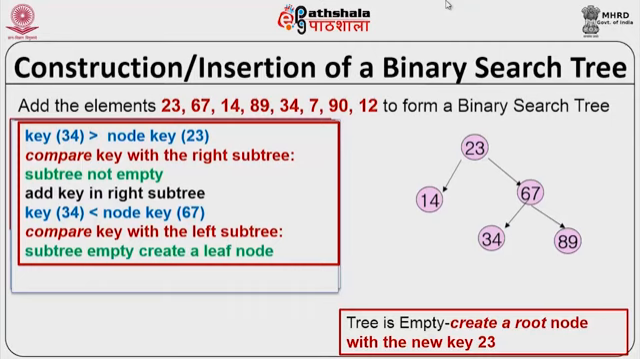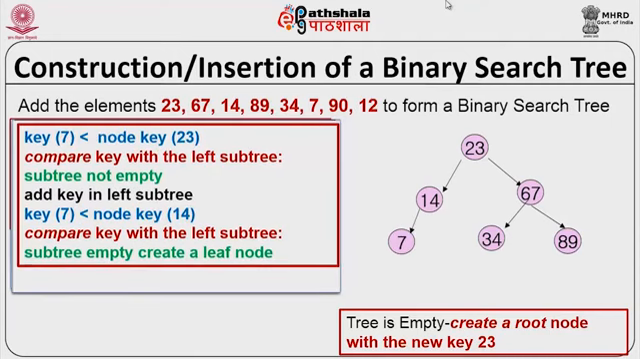Now, next you have 7. You start with the root node again. So, you compare 7 with 23, you find that 7 is less than 23. So, you come to the left subtree, it is not empty. So, you compare it with the root of the left subtree. So, you compare 7 with 14 and you find that 7 is less. So, you go to the left subtree. Now, the left subtree is empty, so you have located the parent as 14. So, you add 7 as the left child of 14, the parent.